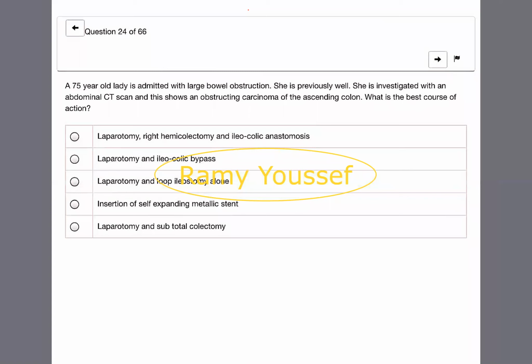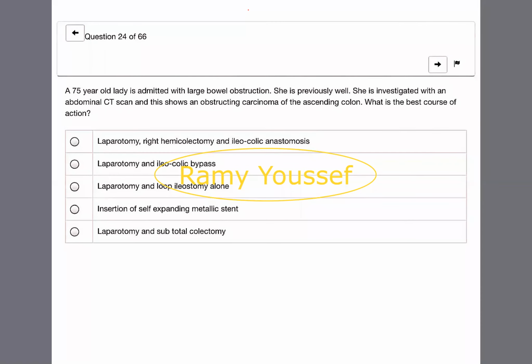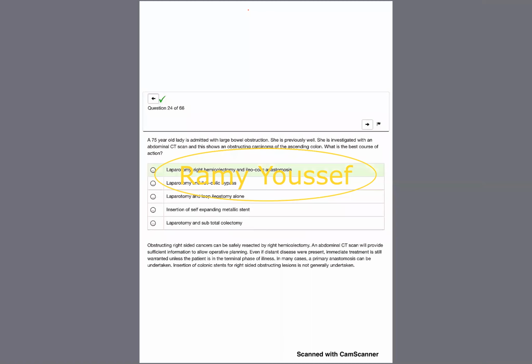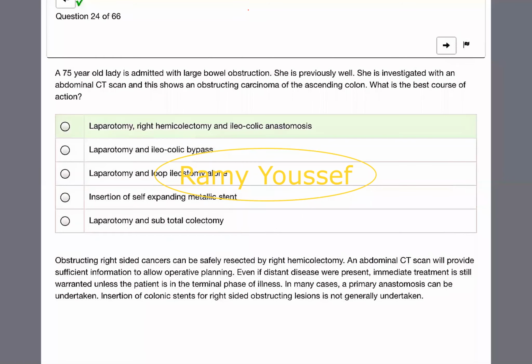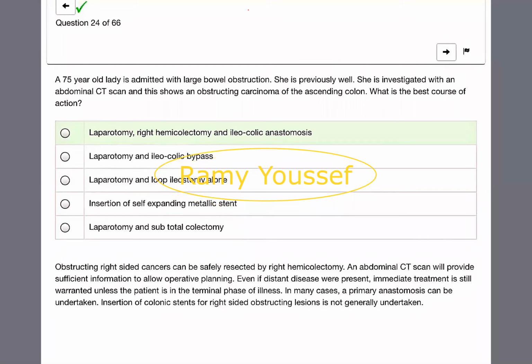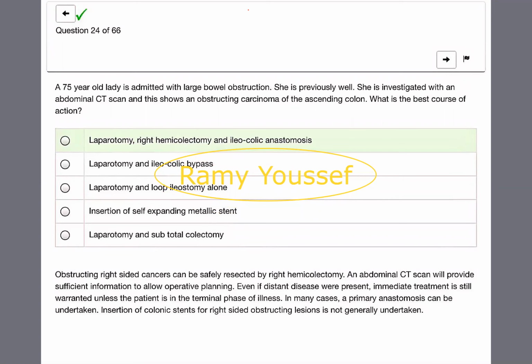Next question. A 75-year-old lady is admitted with a large bowel obstruction. She was previously well. She is investigated with an abdominal CT scan, which shows an obstructing carcinoma in the ascending colon. What is the best course of action? Laparotomy, right hemicolectomy and ileocolic anastomosis; laparotomy and ileocolic bypass; laparotomy and loop ileostomy alone; insert stent; laparoscopic subtotal colectomy. It is A. Yes, that's our protocol. Obstruction, and the mass is on the right side, so I remove the mass and go for anastomosis. Yes. Clear?